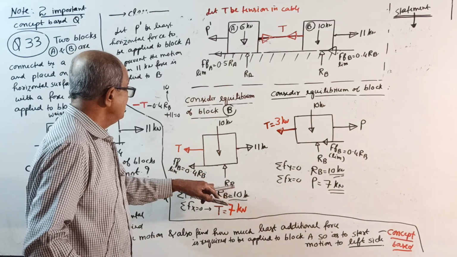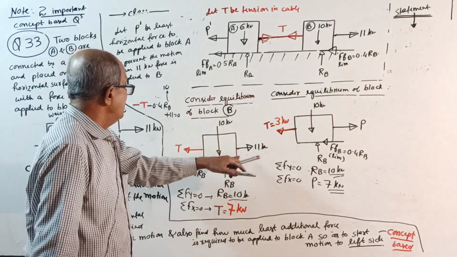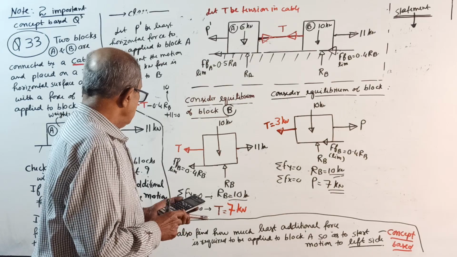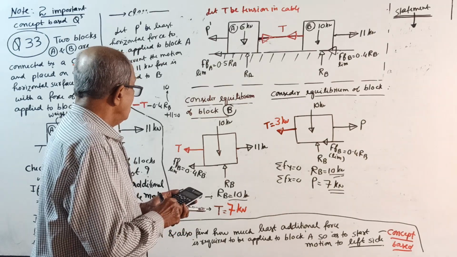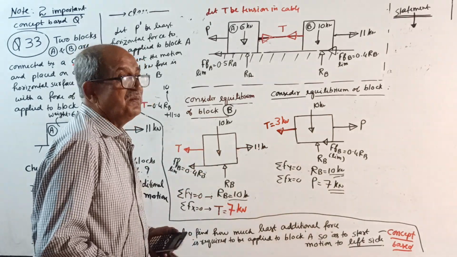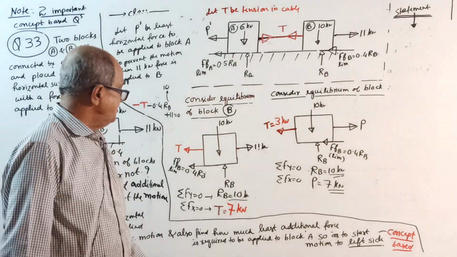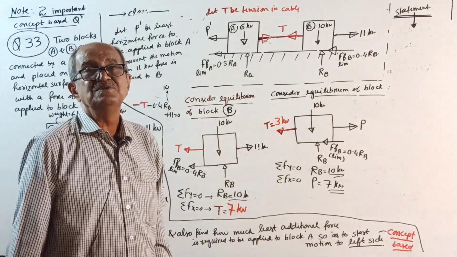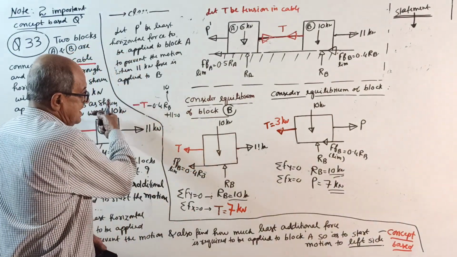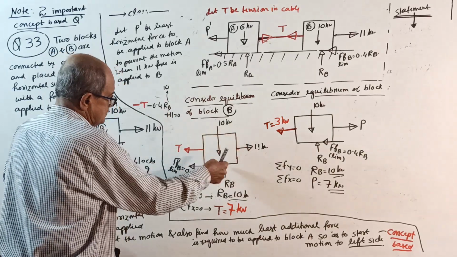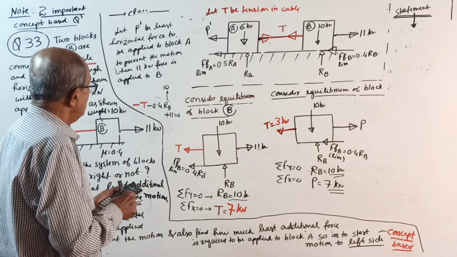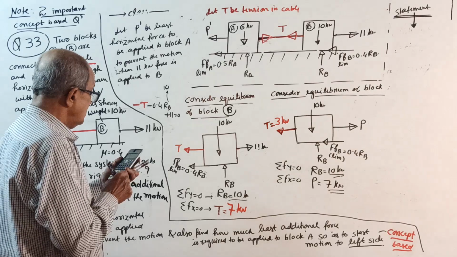10 into 0.4 is how much? 4. 11 minus 4 is 7. By mistake, I took 8. If it is 8, someone would have commented that I do not know the concept. Okay, now you can make out minus T plus 11 minus 0.4 RB. I will check once again. 0.4 into 10 is 4. Then 11 minus 4 is 7 kilonewton.